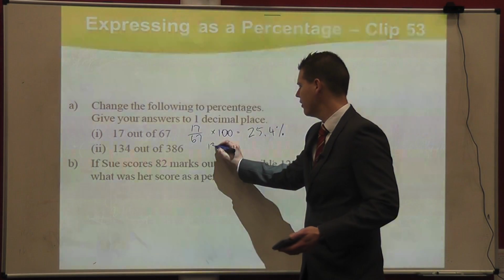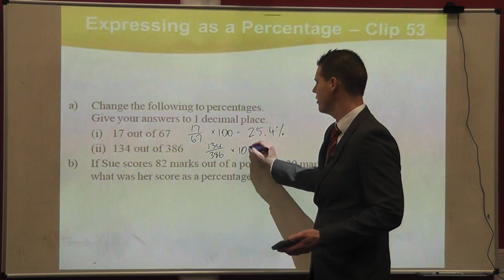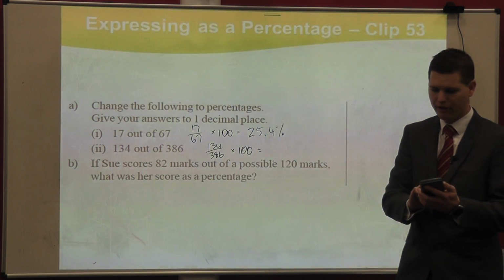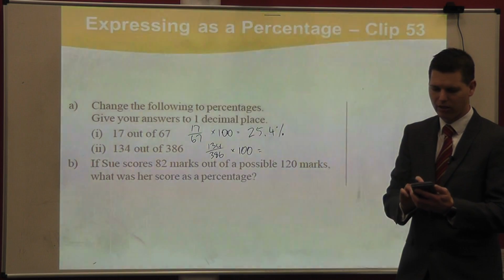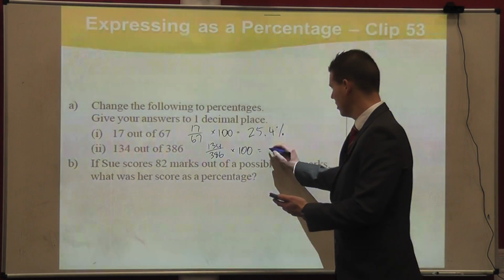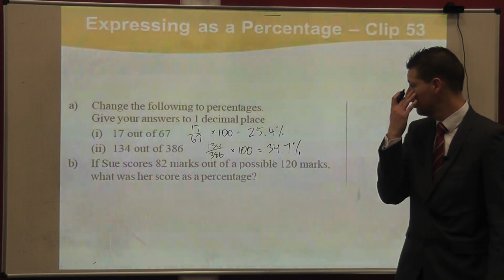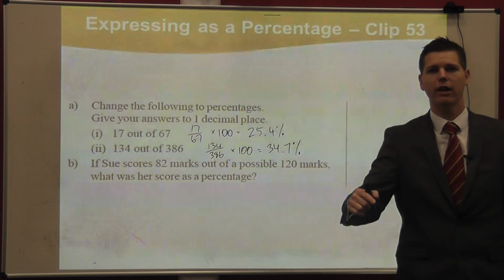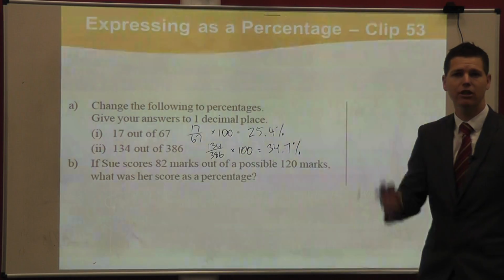That's it. So 134, I've got 134 out of 386. I'll write it as 134 out of 386 times by 100. So I write the fraction in there. 134 over 386, and I times that by 100 to change to a percentage, which gives me 34.7%. It's that simple. 82 out of a possible 120, 82 over 120, and then times that answer by 100, or times a fraction by 100, and it'll give you a percentage.